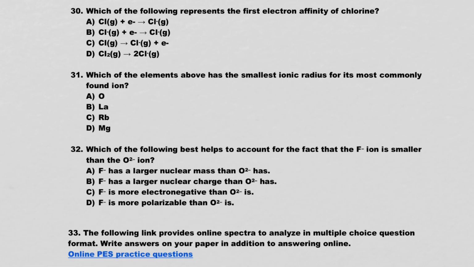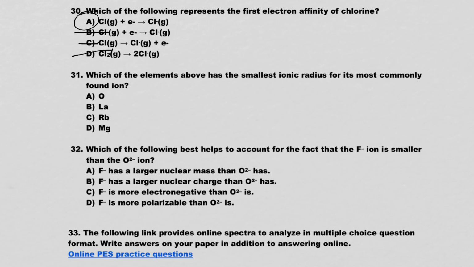Okay, number 30, which of the following represents the first electron affinity of chlorine? Okay, remember the definition of electron affinity. Affinity is gaining electrons, the opposite of ionization energy. And it has to be a gaseous atom. So which one of these is a gaseous atom gaining 1 electron? And it is C. If you look at C, it's losing, so that's ionization energy. B is not an atom, it's starting with an ion. D is diatomic, that's breaking a bond. It has to be A.